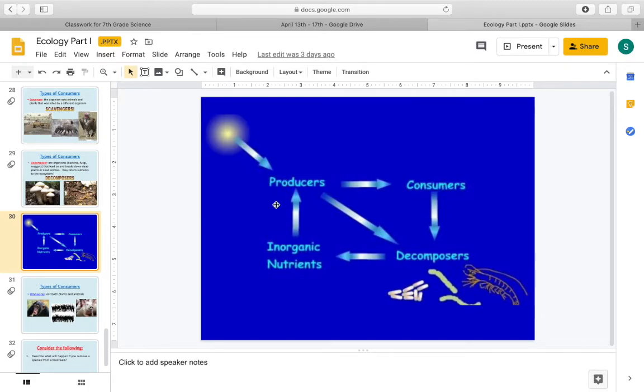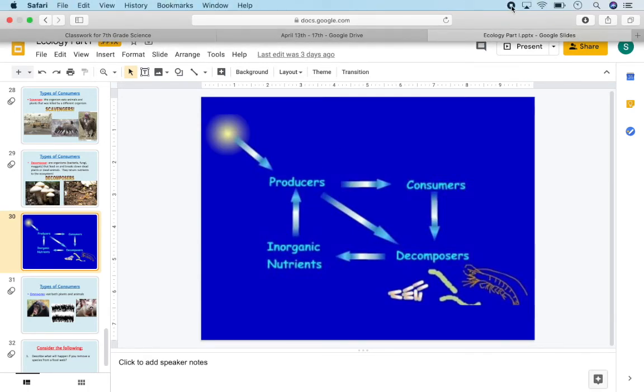I hope that wasn't too much for you guys. Now we're going to go on and complete that simple little worksheet that's attached to this.